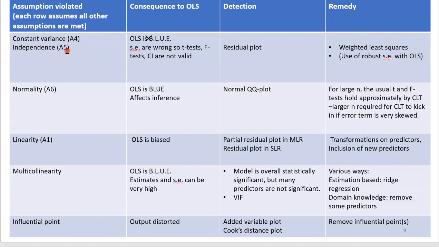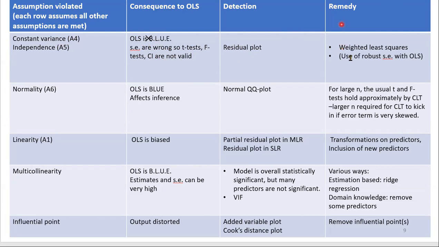For the assumptions A4 and A5, if either of those is violated, it leads to the same consequence for OLS, namely OLS is still unbiased, but it's no longer efficient, no longer the best. So you can find a smaller standard error. Indeed, the standard errors are wrongly estimated in this case if you don't take account of these violations, and so tests are not valid. How do you detect it? We can visually detect it by looking at residual plots.